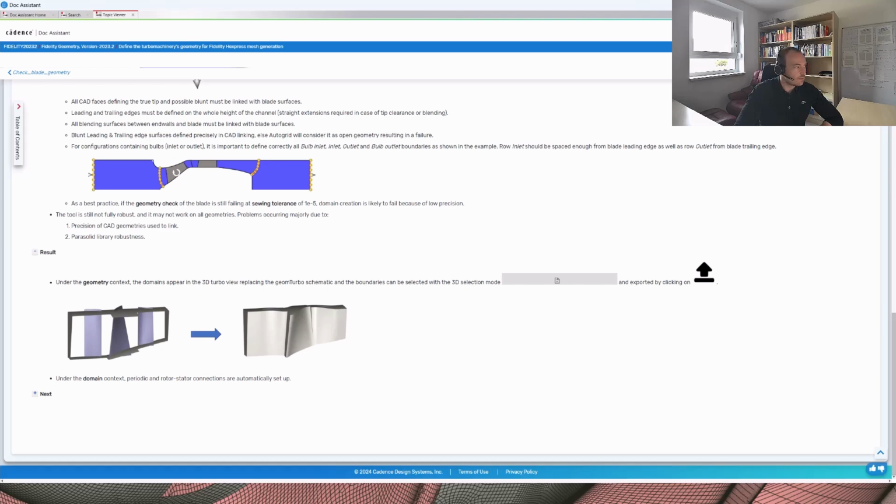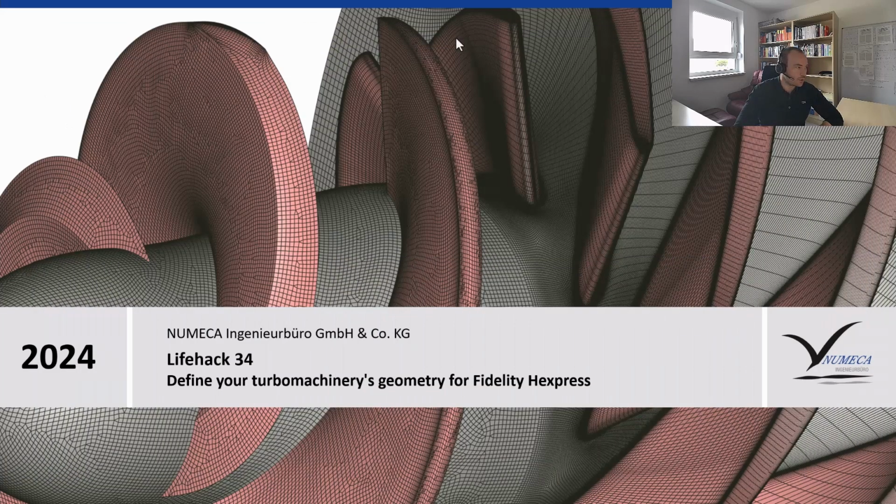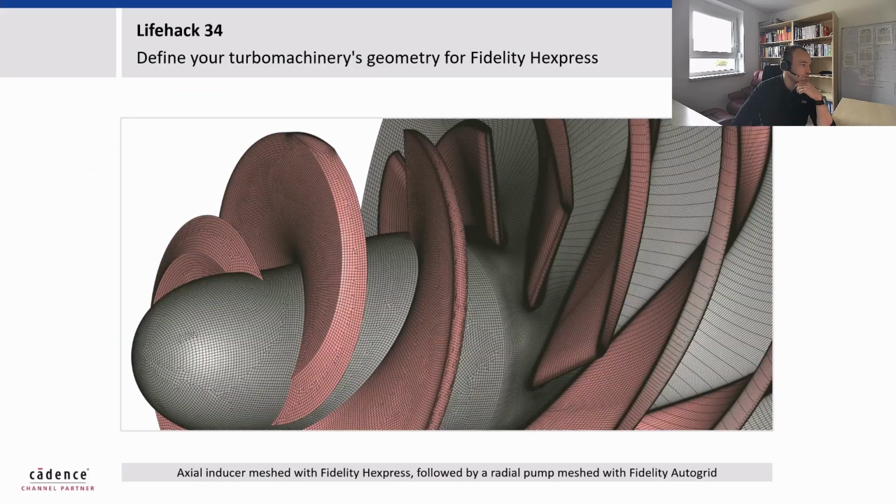Maybe to explain a little bit better what I'm going to do, I have prepared a few slides for you. So let's get started. Our demonstrator will be an axial inducer that we will mesh with Hexpress, followed by a radial pump that we will mesh with Autogrid. And the idea will be that we will combine both these meshes later in the simulation.